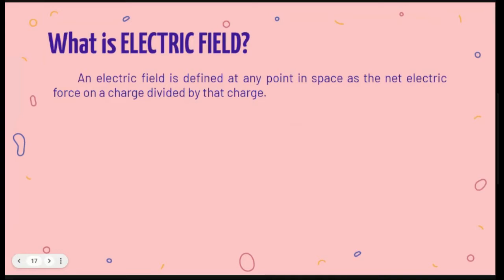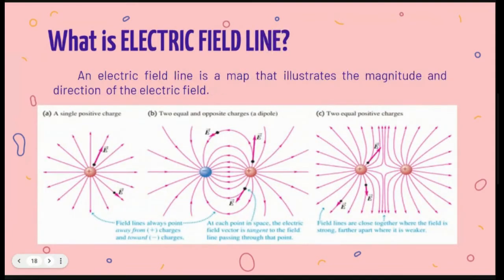Now, we test an electric field by placing a test charge. To identify that there is an electric field, there must be a test charge present. Later on, we will see how we test an electric field. To further understand what an electric field is, there is an illustration of how we see it, and we call it an electric field line. An electric field line is a map or an illustration of the magnitude and the direction of the electric field.